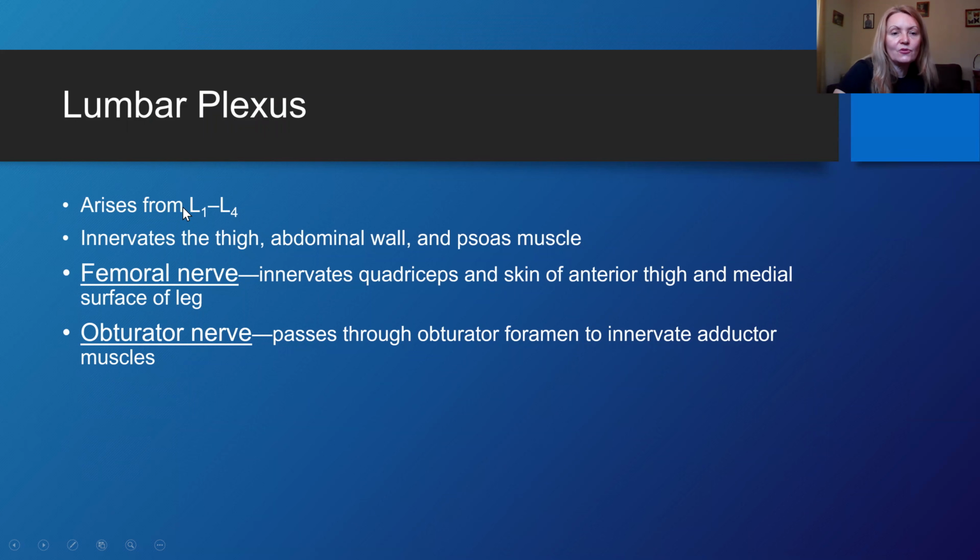Okay, and the lumbar plexus arises from L1 to L4, and innervates the thigh, abdominal wall, and psoas muscles. Two major nerves are the femoral nerve that innervates the quadriceps, that's the muscles on the anterior side of your femoral region, and the skin of the anterior thigh and medial surface of the leg. The obturator nerve passes through the obturator foramen to innervate the adductor muscles, the adductor muscles on the medial compartment of your thigh. So you guys should remember this from the muscular system.